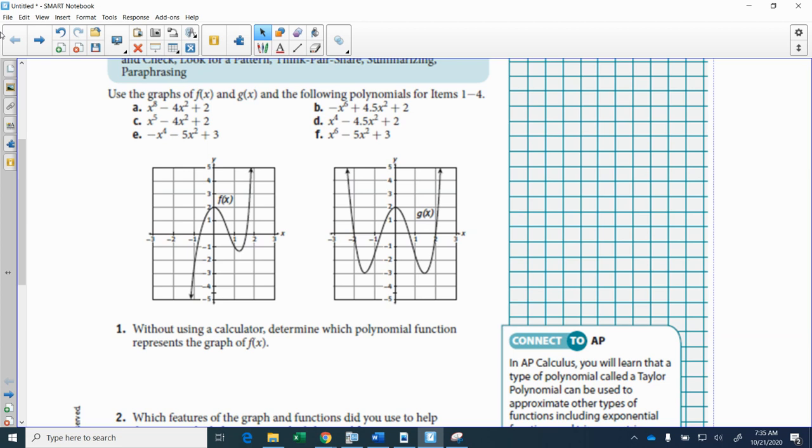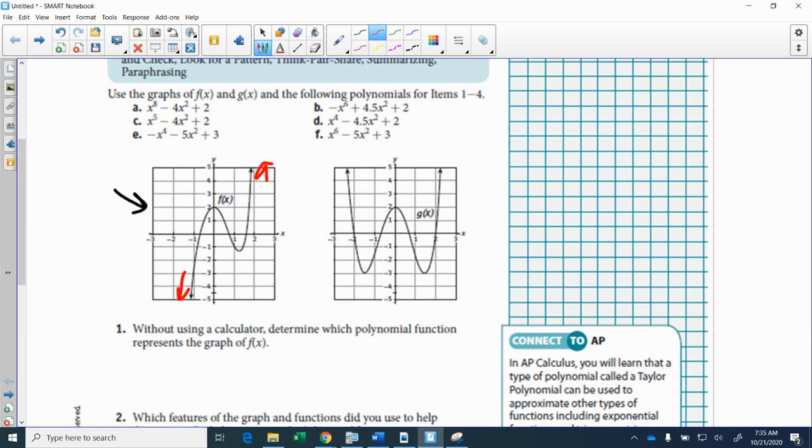For number one, without a calculator, determine which polynomial function represents the graph. So I want to figure out what equation represents this graph of f of x. Here's what I noticed. The very first thing I noticed is that my end behavior goes in two separate directions: downwards on the left and upwards on the right. From what we talked about yesterday, this can only be detailed by one thing. I need to have an odd degree function. End behavior with opposite directions means I have an odd degree function.